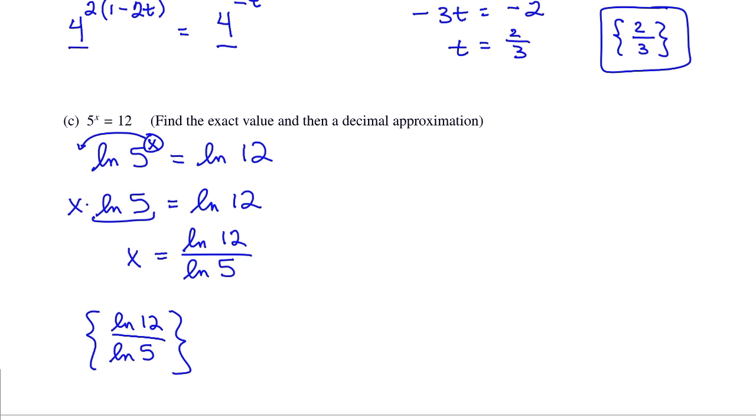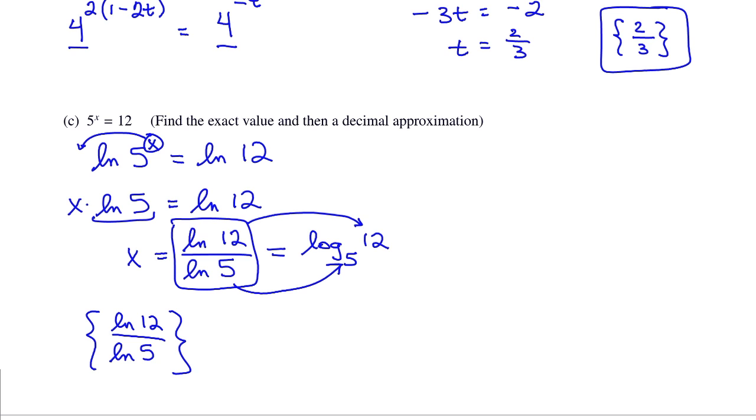Now notice that that's also equal to log base 5 of 12. That comes from the base changing formula, where if you're taking the division of two logs that are in the same base, then the bottom argument can serve as the new base of a log, and the top argument serves as the argument for the new log. Now, if you type in the natural log of 12 divided by natural log of 5 in your calculator, you'll get the decimal version, 1.544.